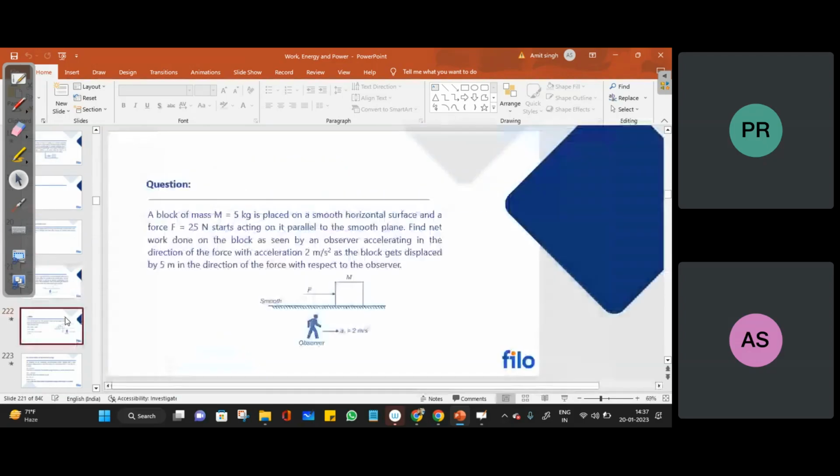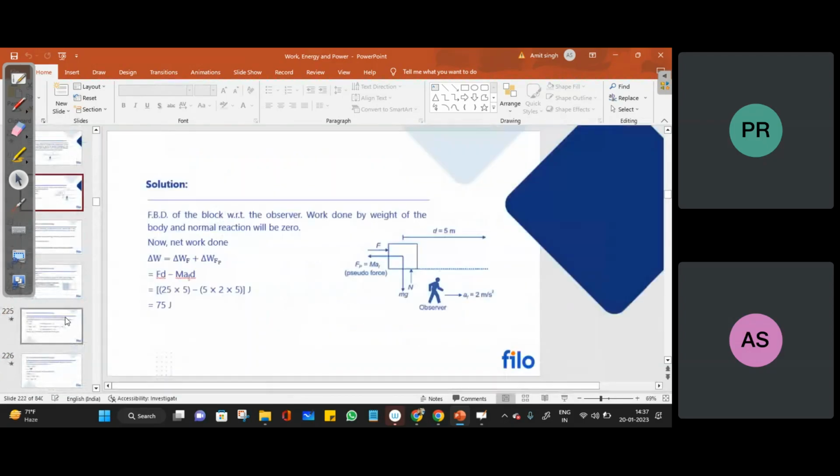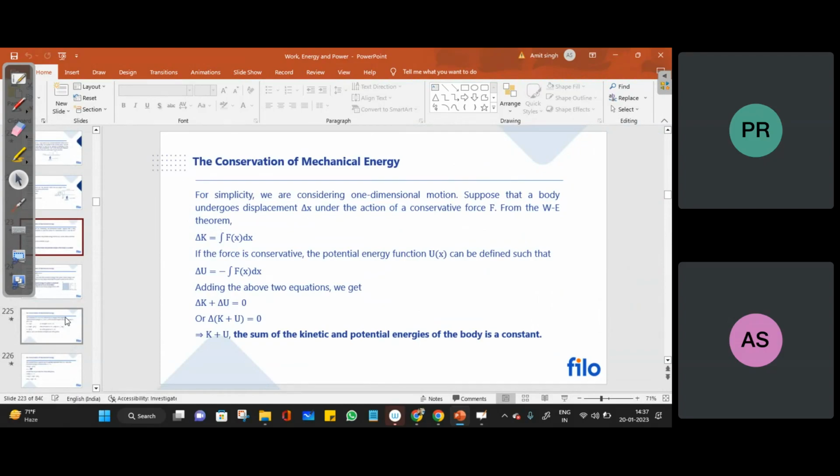So now let's talk about the conservation of mechanical energy, which is very important. First of all, you have to understand that the mechanical energy of a body is not always conserved. And second, many a time we call mechanical energy the total energy, which is also not correct. Mechanical energy is only kinetic plus potential, right?